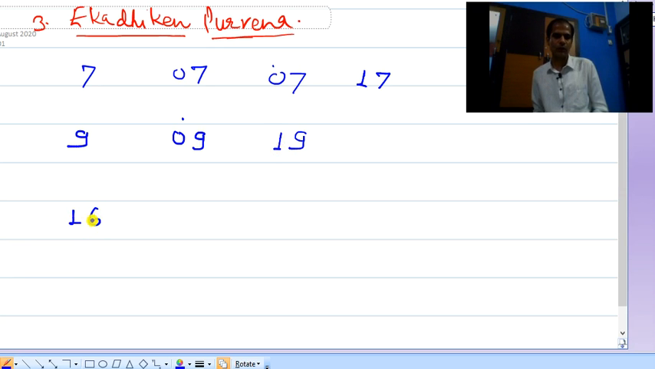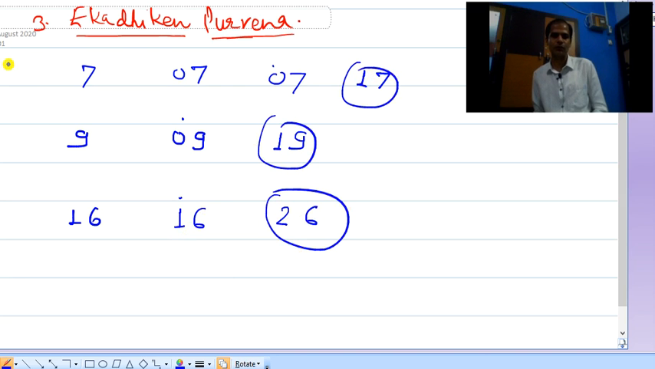So the Purvand of 6 is 1, and if we have to find the Eka Dikand Purvand, then write a dot over 1, and 6 will be as it is. So the answer will be 26. So these numbers are the Eka Dikand Purvand of the numbers written on the left hand side. Okay. Fourth point is Eka Nunend Purvand.